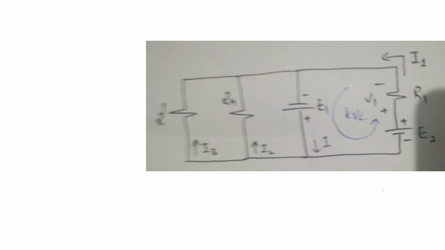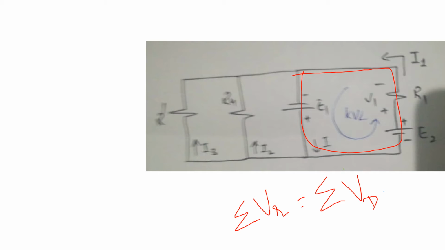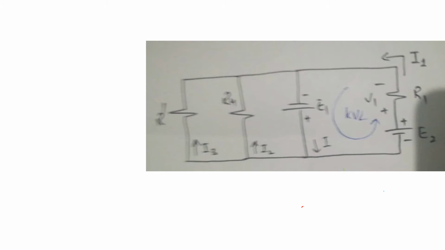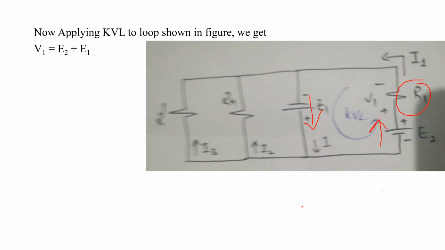Okay, now we have to find the value of V1. V1 is the voltage across resistor R1. In order to find the value of V1, we apply KVL on that loop. KVL states that sum of all the voltages rise is always equal to sum of all the voltages drop in a closed loop. So when you see this loop, you will see that the voltage across E1 rises, the voltage across E2 rises, but the voltage across R1 drops. So the equation of the KVL can be written as V1 is equal to E2 plus E1.